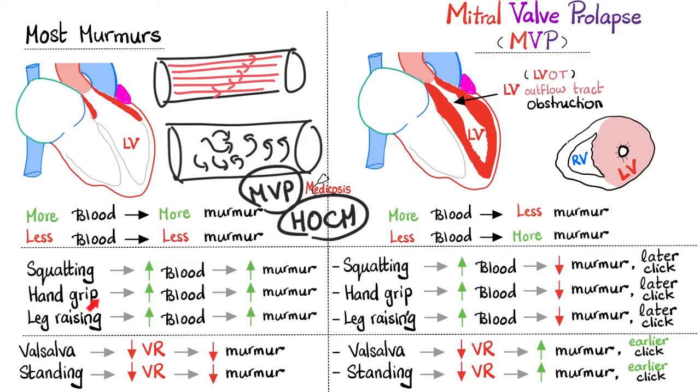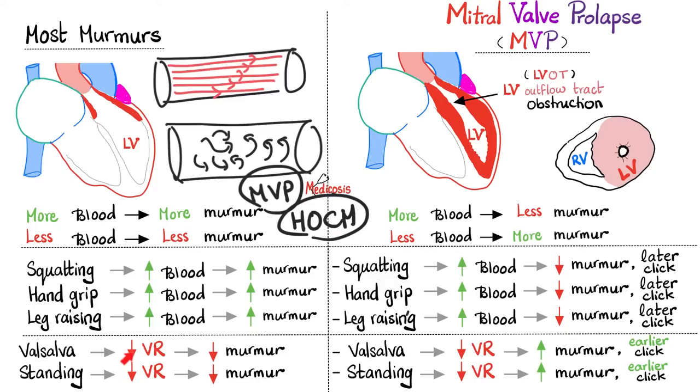How about hand grip? It increases afterload and increases blood, and with most heart murmurs, it makes the murmur more intense. But not in mitral valve prolapse and HOCM. Those are the exceptions, where hand grip increases the afterload, increasing blood flow through the sick mitral valve, which decreases the murmur, makes the click happen later. Leg raising, more preload, more blood flows by the valve, more murmur. Not in mitral valve prolapse and HOCM, where leg raising increases blood, less murmur, later click.